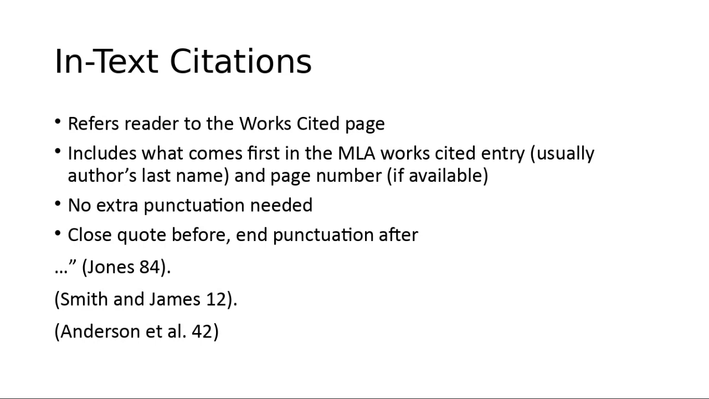In your in-text citation, you should have what comes first in the MLA works cited entry. It's usually going to be the author's last name and the page number if it's available. I recognize that some of you are working with articles that don't have page numbers. That's fine. If you see page numbers listed in the information on the record when you go to pull your source, you may be able to see the page numbers on the PDF.